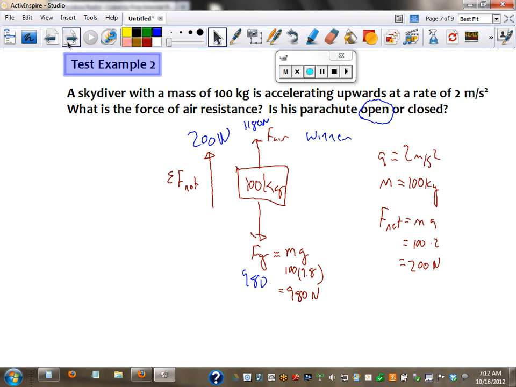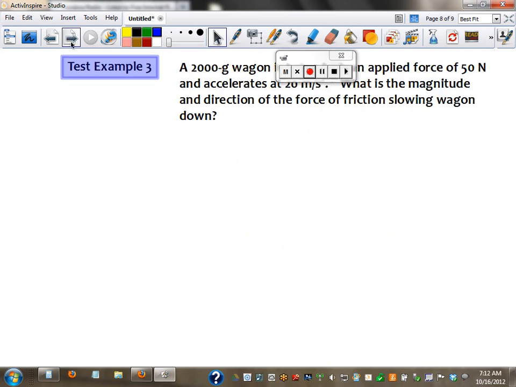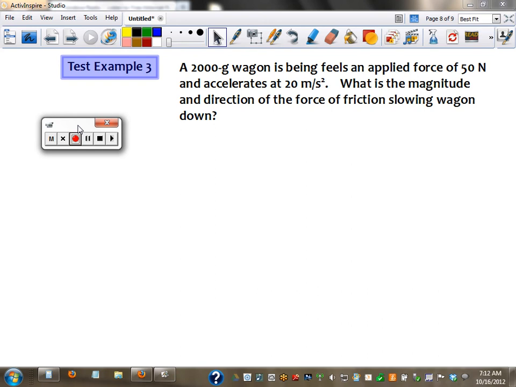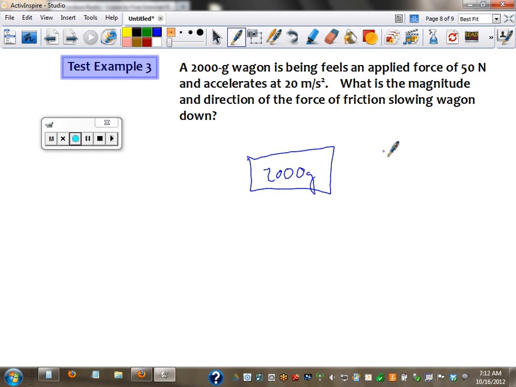Okay, if you need to, pause these and back up and listen to it again. Okay, I want you to do this one on your own first. Start to finish. Here's the answer. 200 grams. Mass equals 200 grams. Convert that to kilograms. 2 kilograms. Applied force of 50 newtons, and we'll call this to the left.